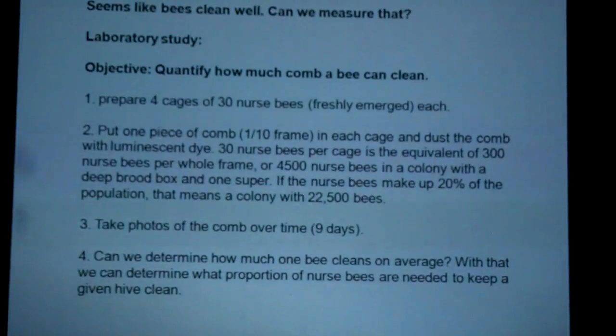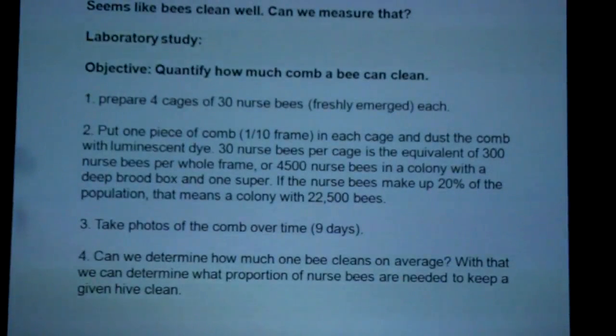And then I was going to take photos of it over time. And then we determined, I just wanted to know how much does a bee clean on average. If I know how much a bee cleans, then I can figure out how much a small hive beetle lays its eggs. Maybe we can try to figure out how small hive beetles distribute their eggs, and we can get some kind of relationship going between cleaning versus small hive beetle egg laying.